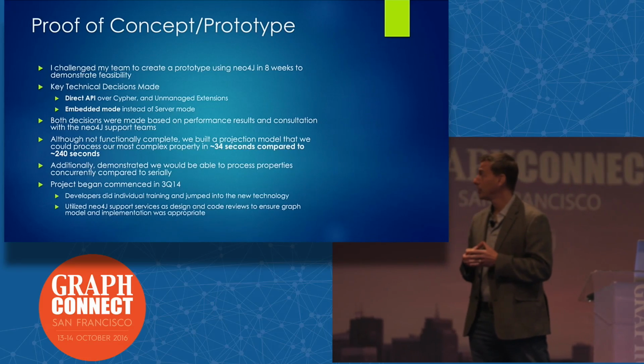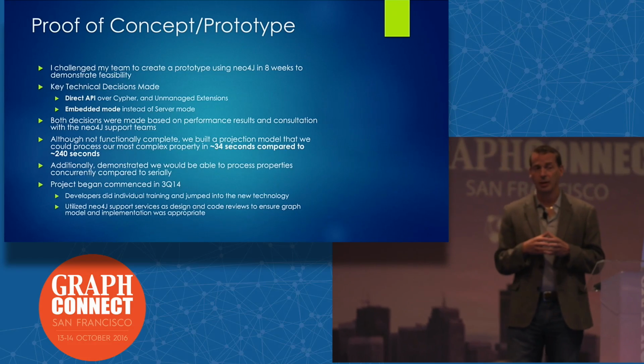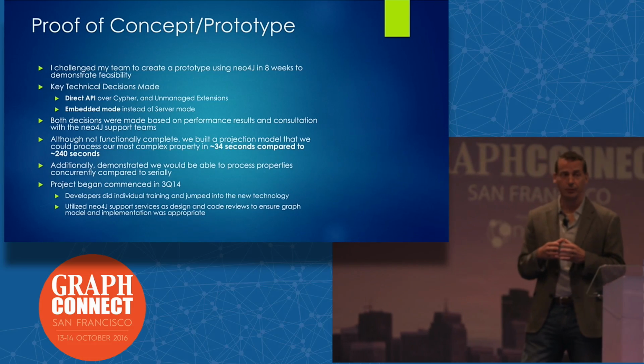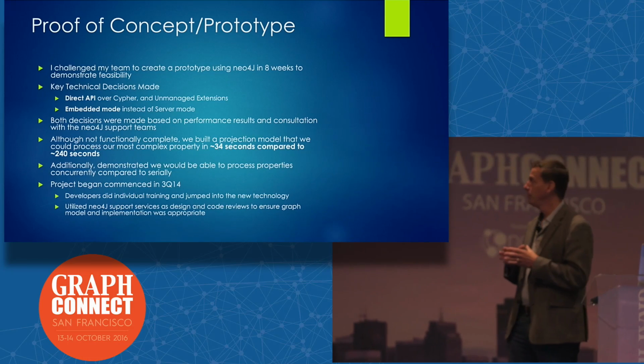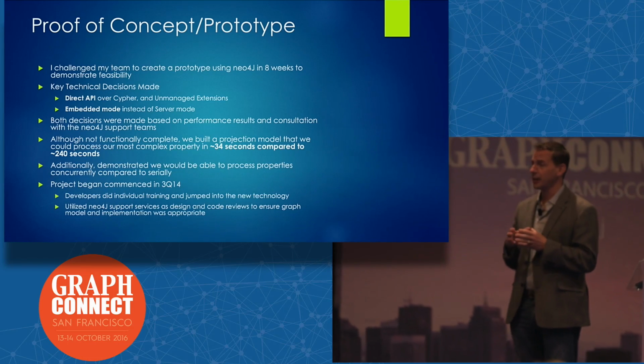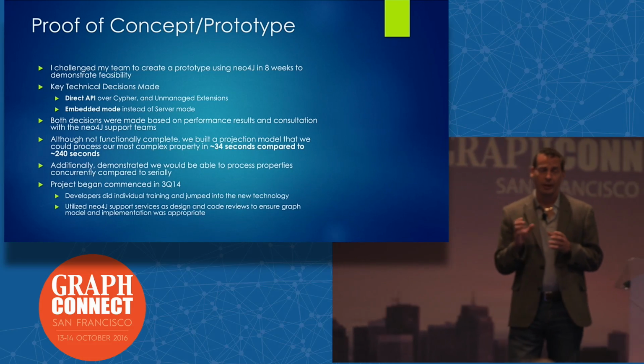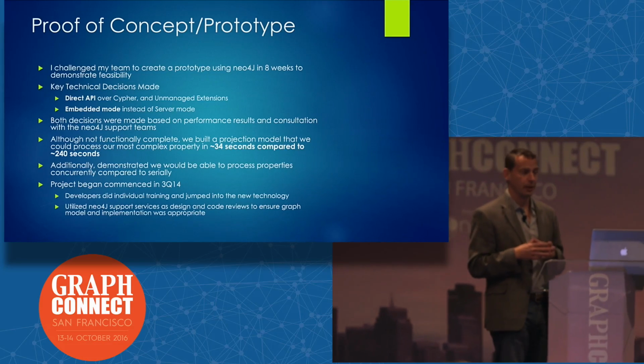And during the course of the prototype, we made a couple of key decisions. One of the key ones is we actually found that we would need to implement with an embedded mode of Neo versus the server mode. Additionally, we wrote directly to the APIs, accessing the database directly, instead of being abstracted through Cypher. And for some other reasons, we stayed away from unmanaged extensions at that point.